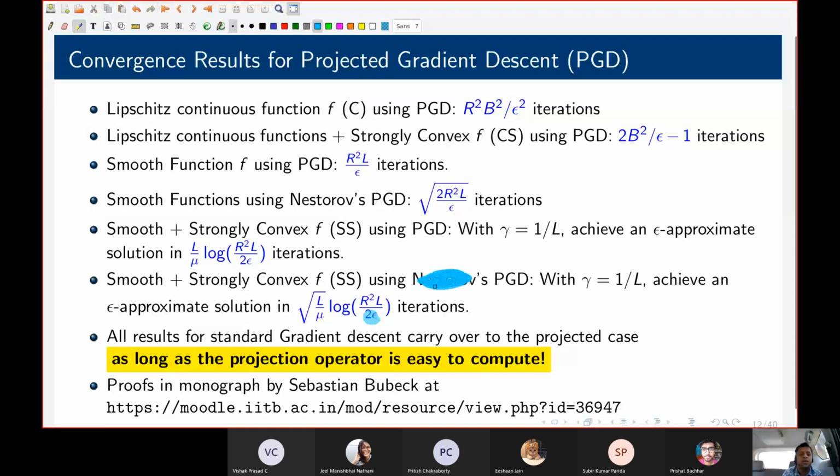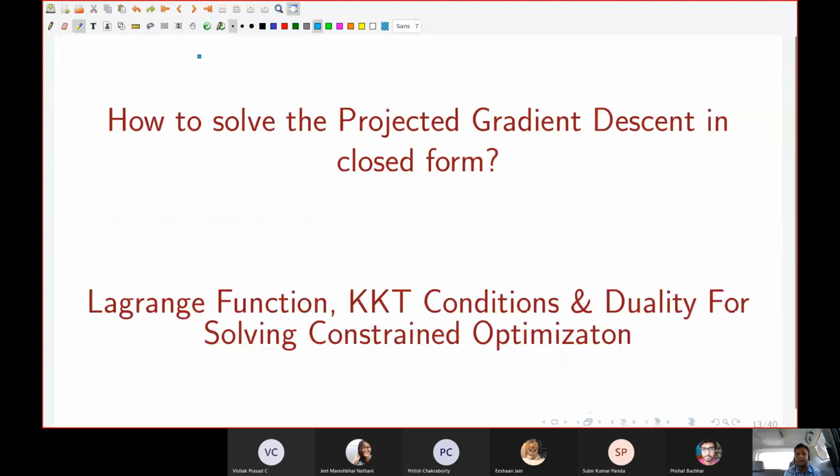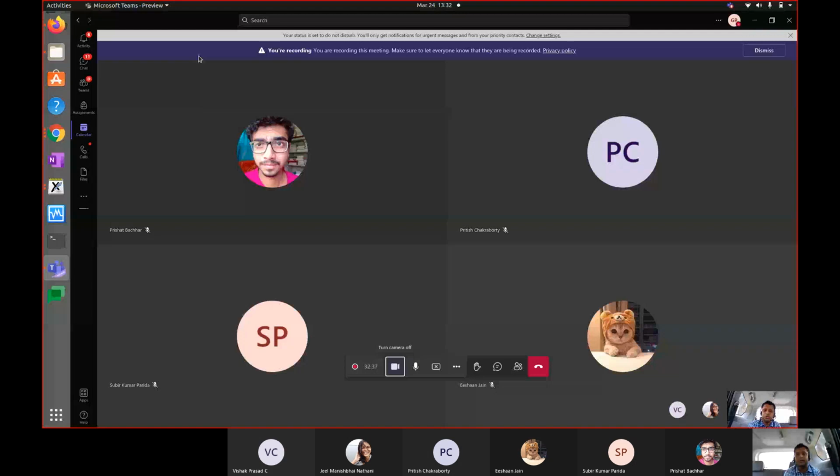Okay, so the proofs are in the monograph by Sebastian Bubeck. But in some sense, the proof for accelerated generalized gradient descent I've already given, so it's optional reading, and that's good enough. So let's now get to very quickly how to solve this projected gradient descent in closed form. I have given you some intuition, but now I'm going to give you the tools.